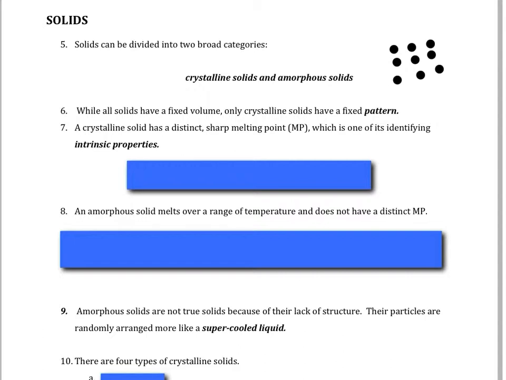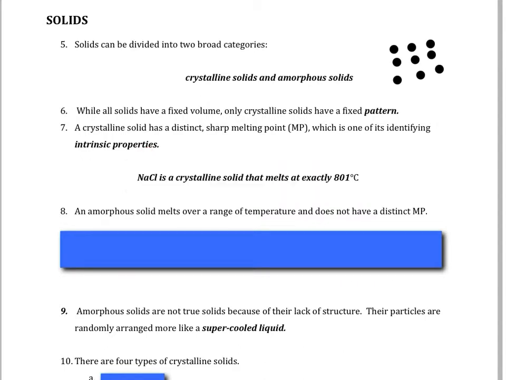If you will recall, intrinsic properties are those that the size doesn't matter or the mass doesn't matter. For instance, the melting point of ice, 0 degrees Celsius, is the same whether you've got 1 gram of ice or a ton of ice. It's an intrinsic property. Here's another example. Sodium chloride is a crystalline solid. It melts at exactly 801 degrees Celsius.